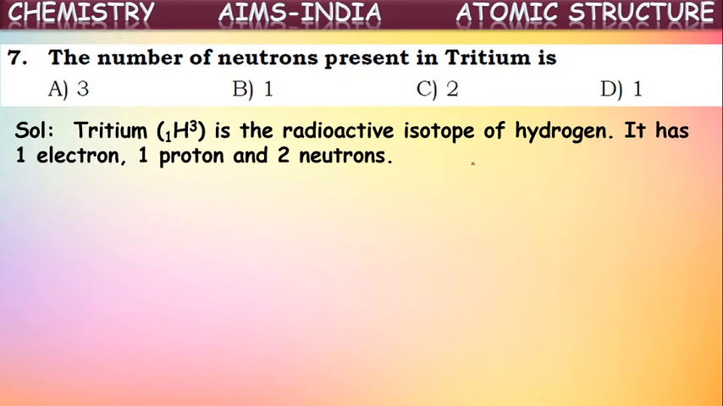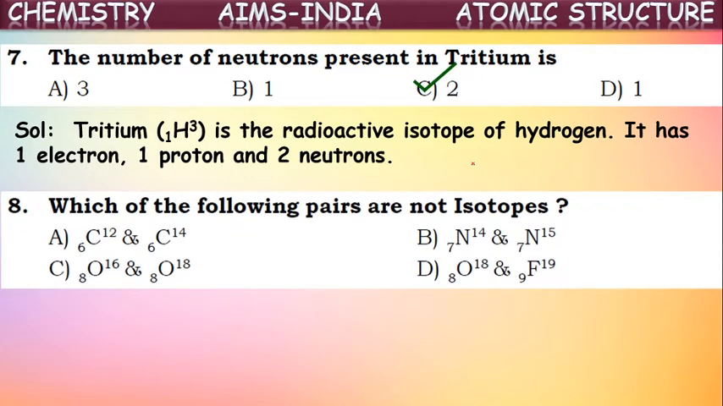And deuterium is one more isotope of hydrogen which has 1 neutron along with 1 electron and 1 proton. And the third one is tritium. It has 2 neutrons and 1 electron, 1 proton. So it has 2 neutrons. They're asking about the number of neutrons present in the tritium. So there are 2 neutrons.